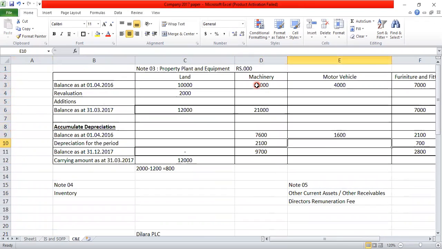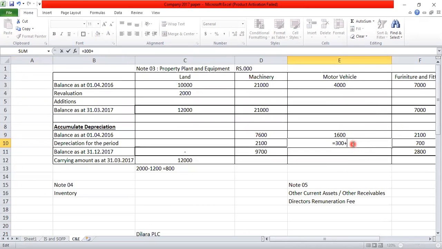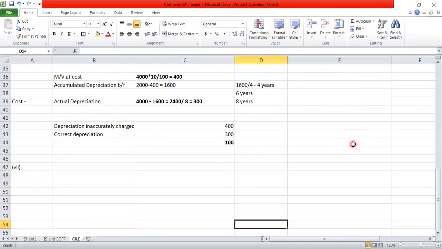So here you need to know there's 300 already, first of all. But not only 300 is there, there's one more thing. There's another depreciation for adjustment number 7. Let me keep it whole and move on to adjustment number 7. I hope you understood adjustment number 6.